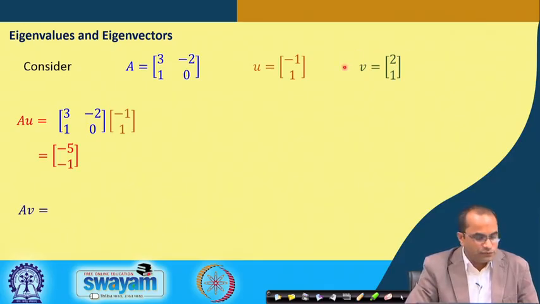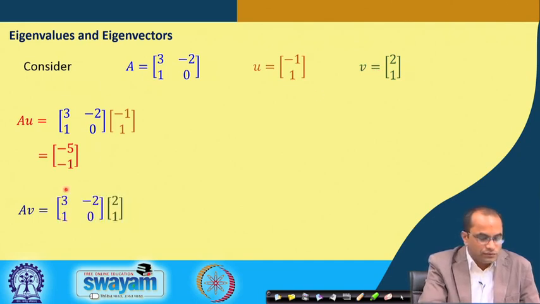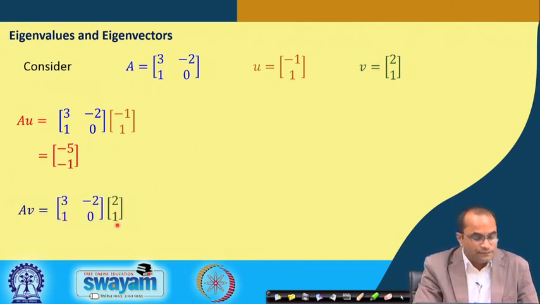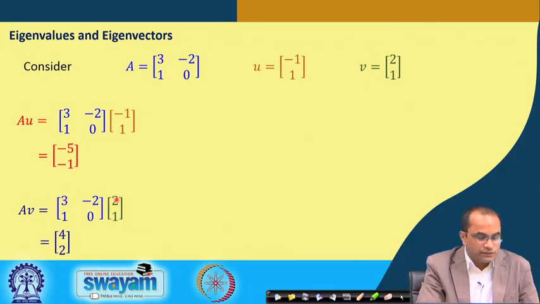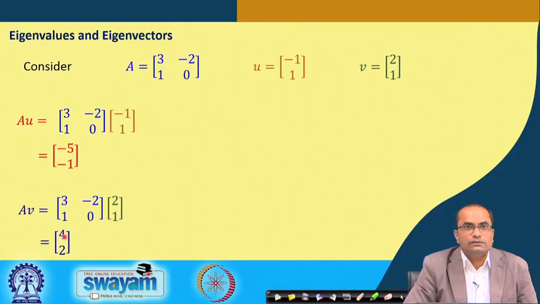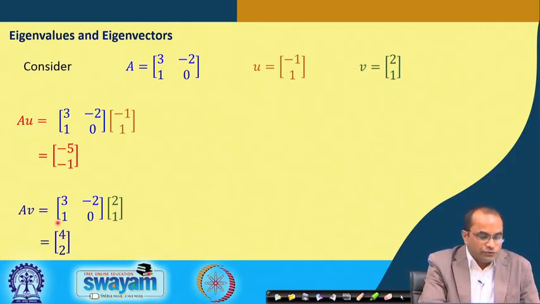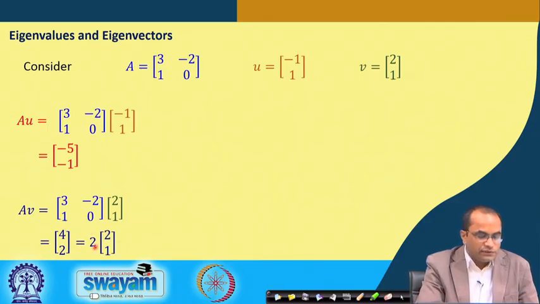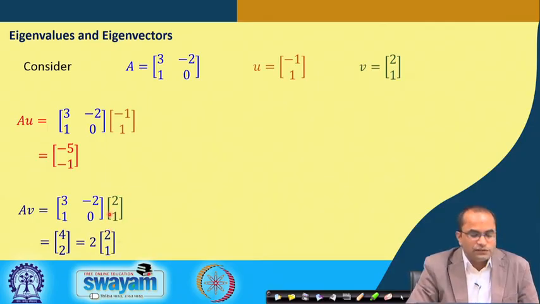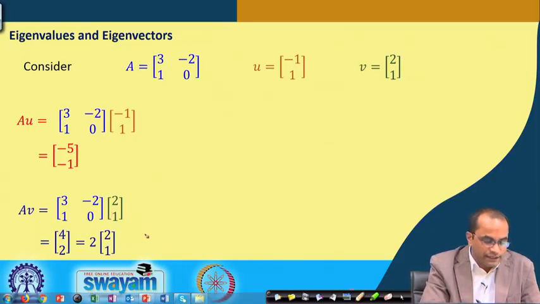But if we do this product with the vector v, then what will happen? A times v, where v is 2, 1. Then what will we get? This is 6 and minus 2, 4, and then here we will get 2. So, the result of this product is 4, 2. What is interesting here is that this 4, 2 is nothing but 2 times the vector 2, 1. So, we observe that A times v in this case is 2 times v.